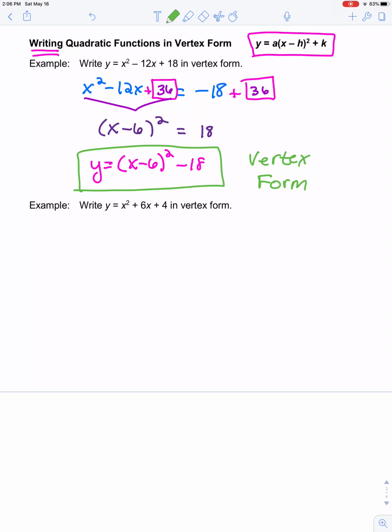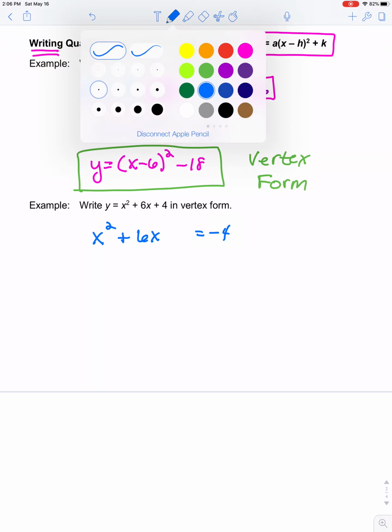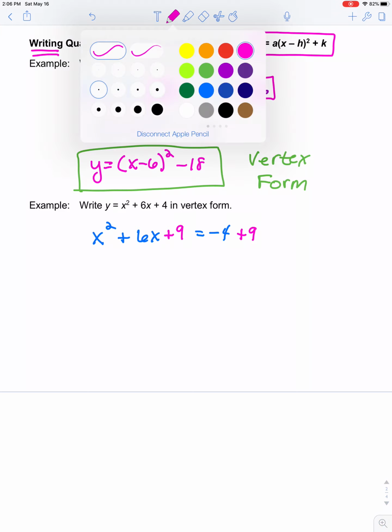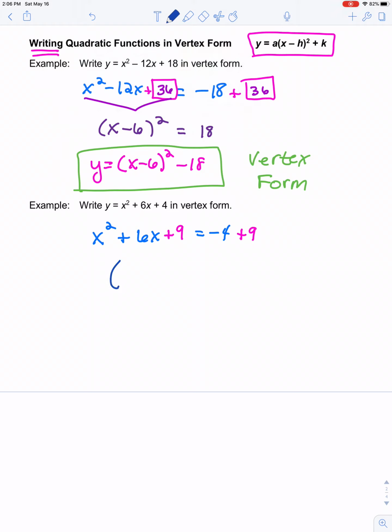Okay, let's try one more. So again, briefly, we're going to make y equals 0 and move the 4 over to the other side. Complete the square. So you're going to add half of 6 is 3, 3 squared is 9, add 9 to both sides. Rewrite it into factored form. x plus 3 quantity squared, negative 4 and 9 is 5.